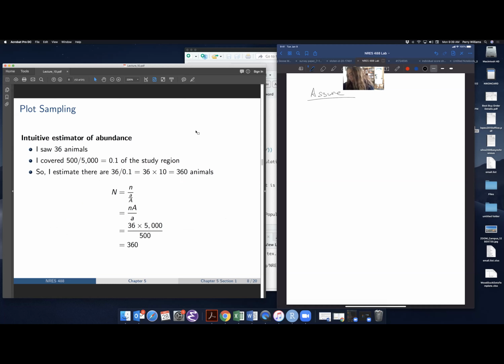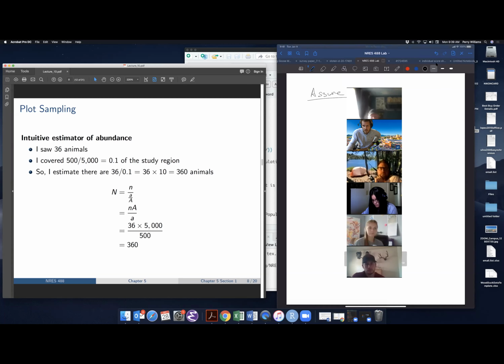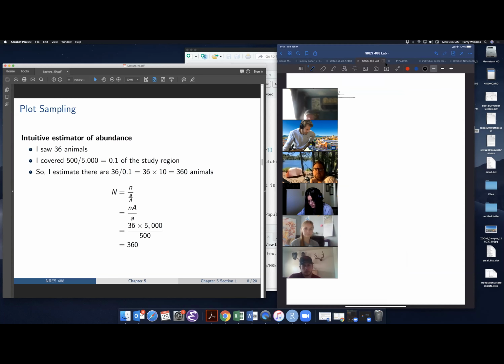Okay. So I saw 36 animals. I covered 1/10 of the study area. And then to estimate how many there are, we make this calculation that we just went through. And it says there's about 360 animals. All right. So let's go back to Brianna. What does this assume?